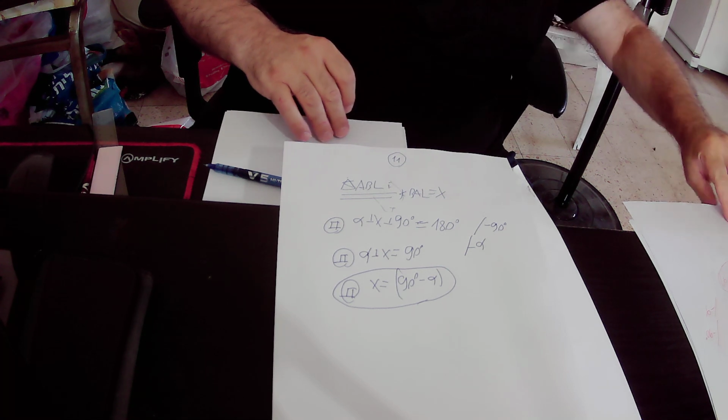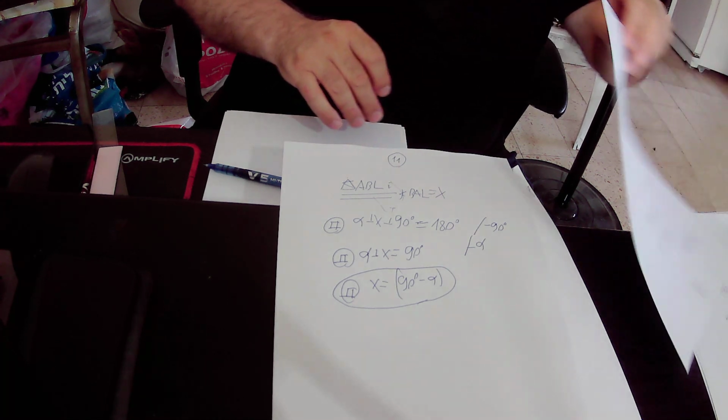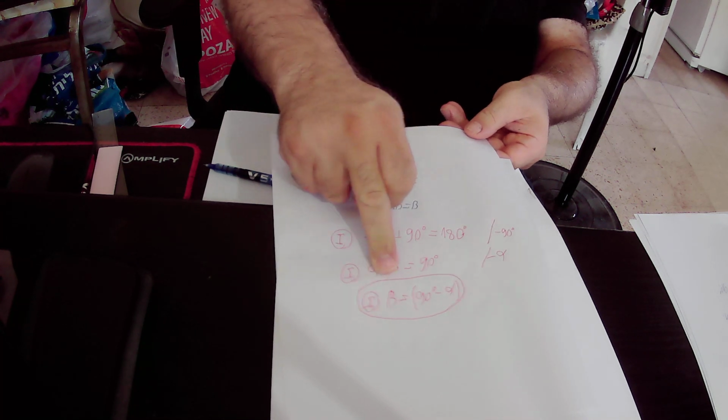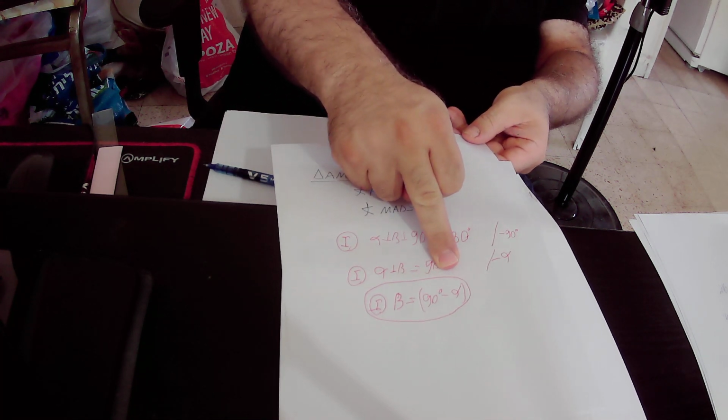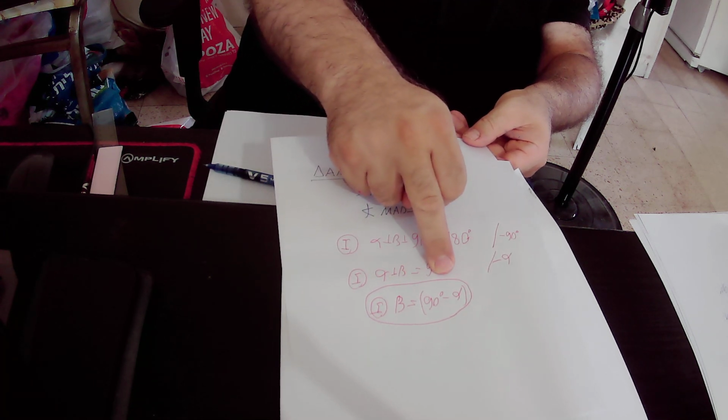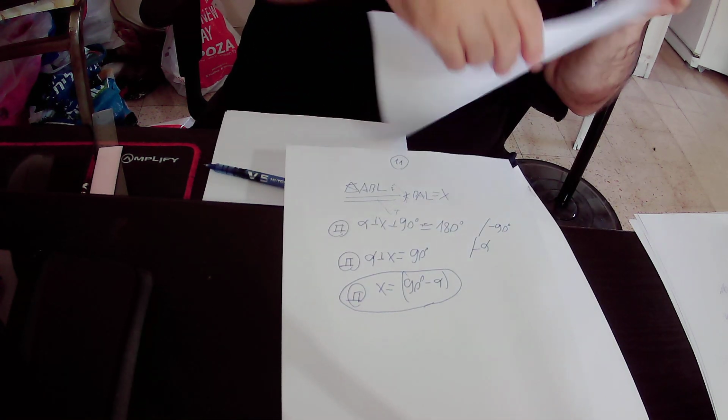But according to equation number 1, beta also equals 90 degrees minus alpha. This is equation number 1. Beta equals 90 degrees minus alpha. So I'll write it down.